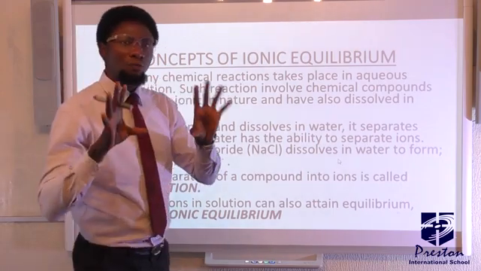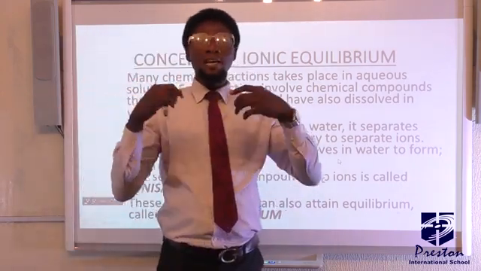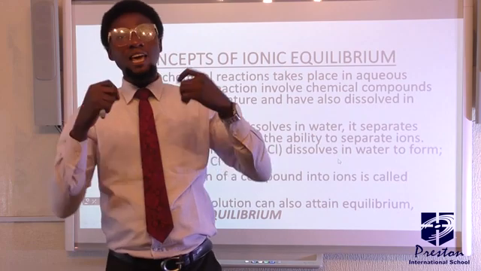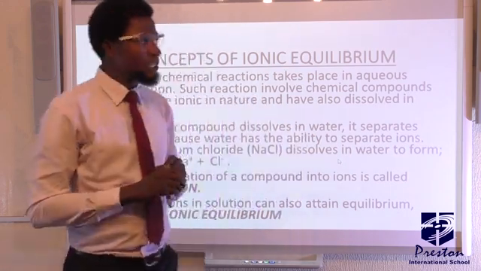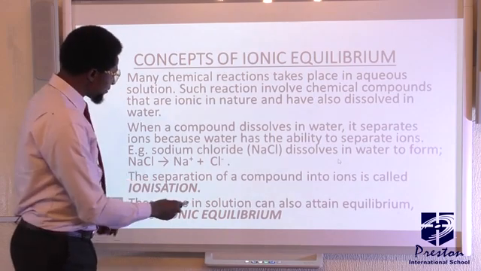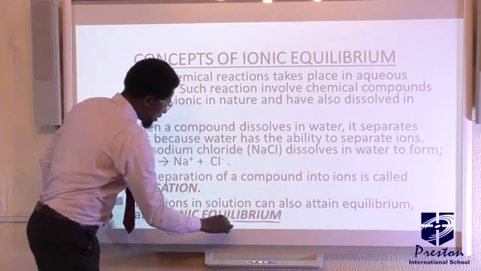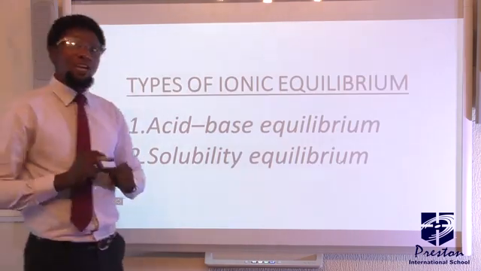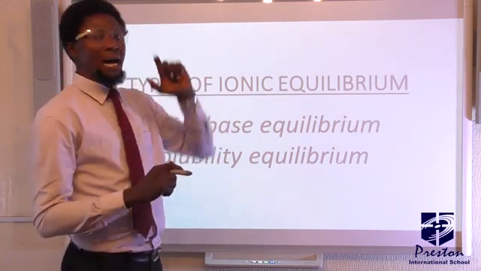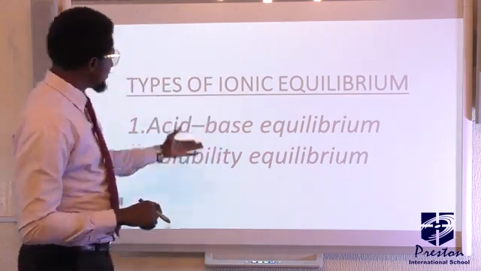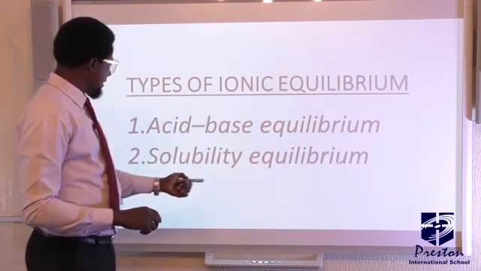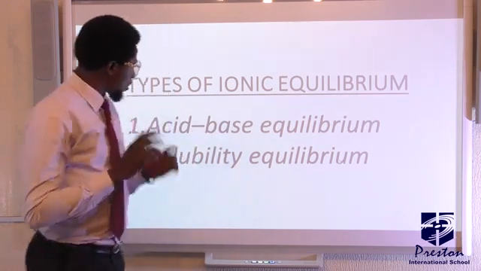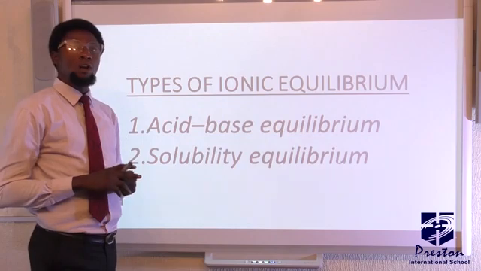Now, whenever you have separation of ions in a chemical reaction, a time may come when you now have equilibrium between these ions that are formed. Then at that point, you say the system is in a state of ionic equilibrium. Ionic equilibrium. Okay, now let's proceed. There are two types of ionic equilibrium. We have the one that has to do with acid and base, which is called the acid-base equilibrium. And the second one is the solubility equilibrium. But today, our highlight of interest will be concentrated on the acid-base equilibrium.